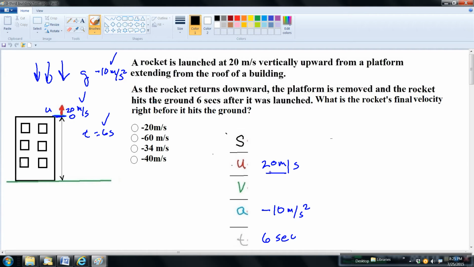So what are we looking for? We've done step 2. Step 3 is, what are we looking for? We're looking for the final velocity, so we circled that. And then step 4 is we draw a line through the variable that's left, and that is the equation that we're going to use. Okay, so what equation is that? That's final velocity is equal to initial velocity plus AT.